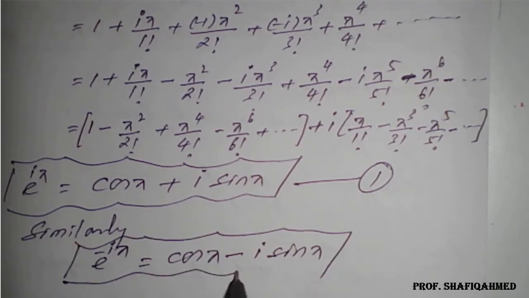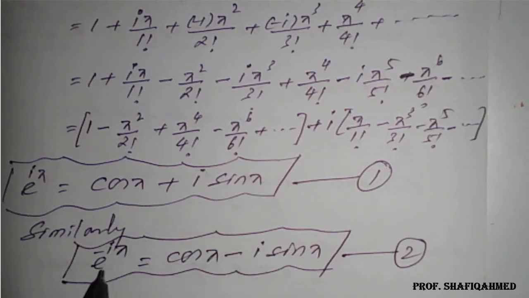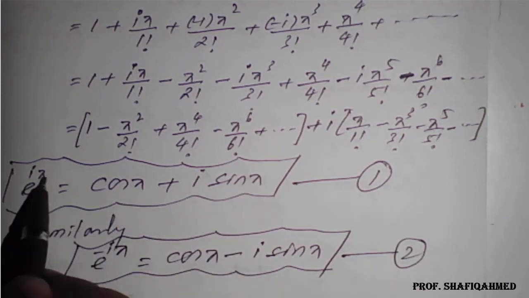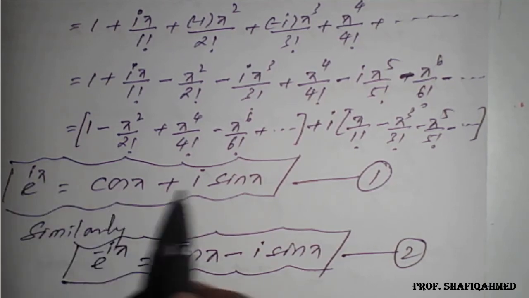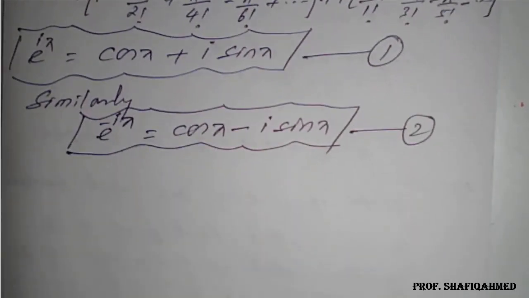So e raised to ix will be what here? Cos x plus i sine x, and e raised to minus ix is what here? Cos x minus i times sine x. So both are useful. Either cos x plus i sine x can be converted as e raised to ix, or e raised to ix is cos x plus i times sine x, or equation 2 also in the same way. Now write one of the important results by using 1 and 2.